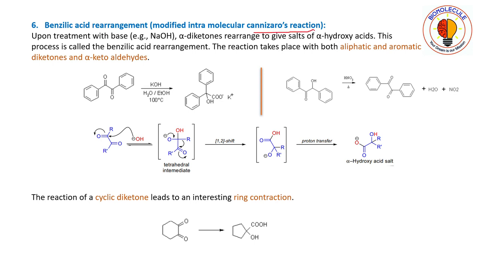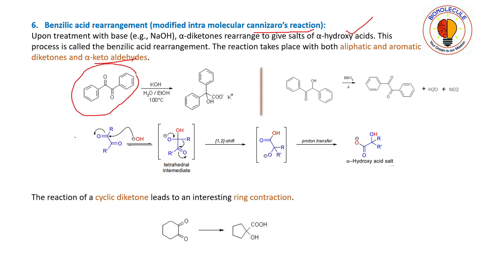Now the benzilic acid rearrangement, that is, it is the modified intramolecular Cannizzaro reaction. Upon treatment with base, sodium hydroxide, alpha diketones rearrange to give salts of alpha hydroxy acid. This process is called the benzilic acid rearrangement. The reaction takes place with both aliphatic and aromatic diketones and alpha ketoaldehydes. So this is your alpha diketone, that is, this compound is benzil.